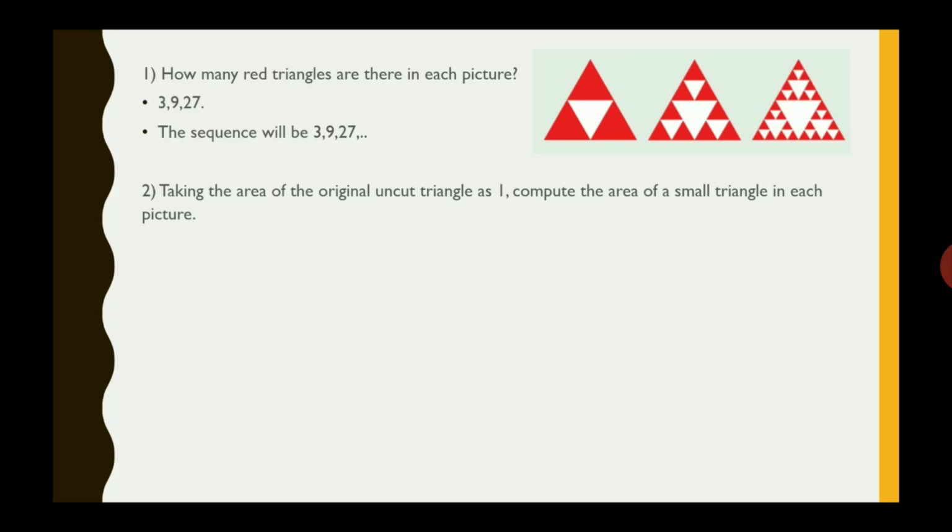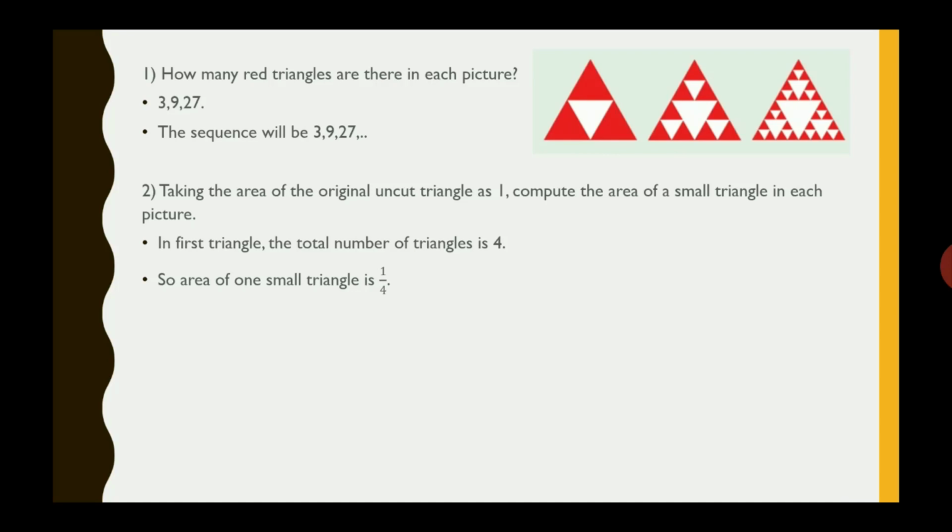So we have to find the smallest triangle in each picture. So in the first triangle, how many triangles are there? There are 4 triangles. So what will be the area of one single small triangle? It will be 1 by 4, since 1 is the total area of the uncut full triangle, and there are 4 small pieces. So we can write the area of one small triangle as 1 by 4.